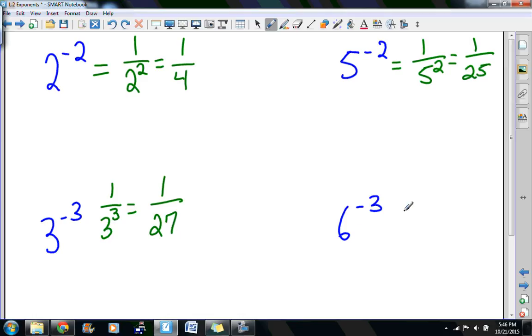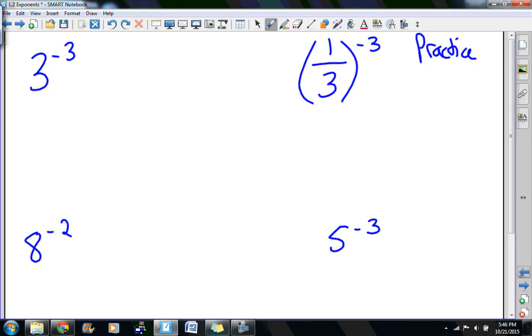And finally, down here at the bottom, we get 1 over 6 cubed, which becomes 1 over 216. Notice, nowhere in this process did we get negative numbers. It is possible to get negative numbers, but negative exponents do not mean negative numbers. They mean fractions. I'd like you to try these on your own and see how they go.